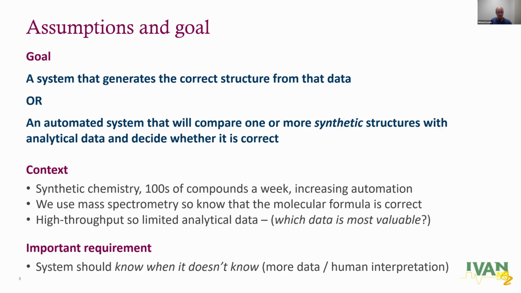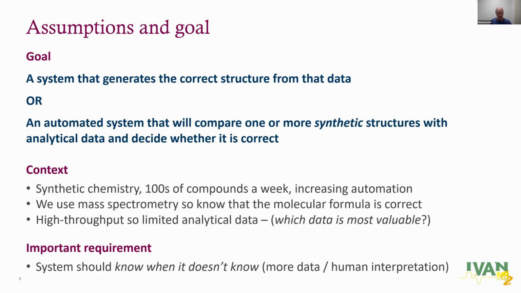So what we want to do is distinguish between different possible regioisomers that might have come out. And they are, by definition, very similar to each other, so actually distinguishing between them is not at all easy to do. And then we also want to do this high throughput, so there's limited analytical data that we can collect. So really we want to ask the question, what data is the most valuable? What gives the most input?